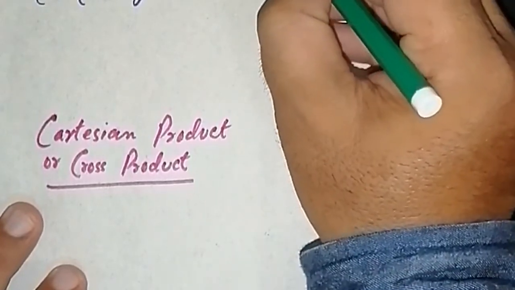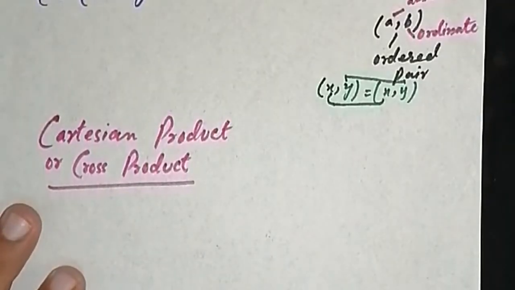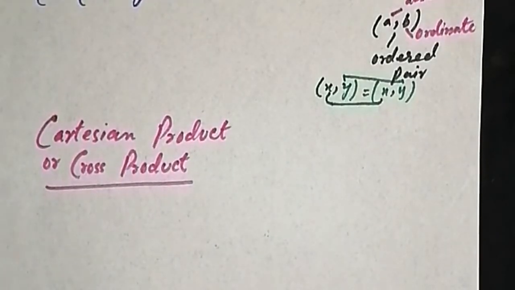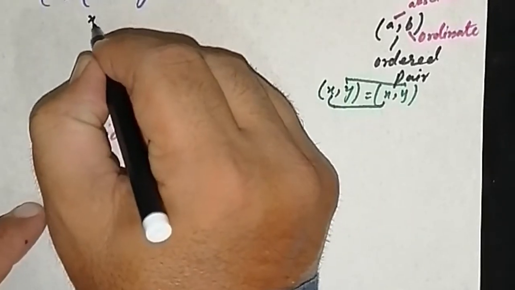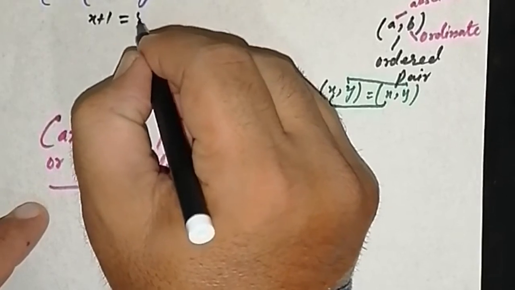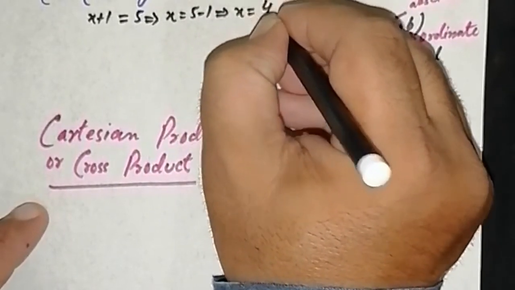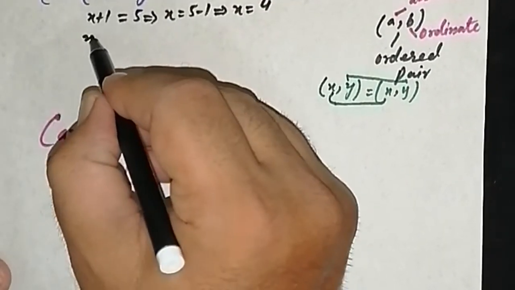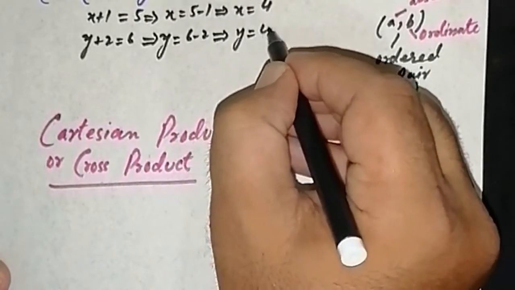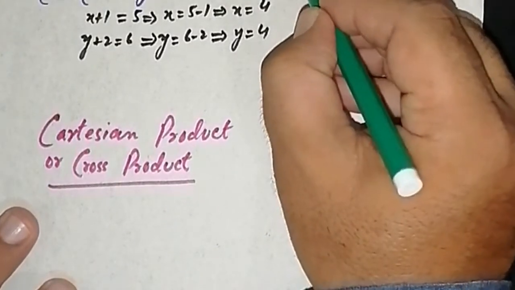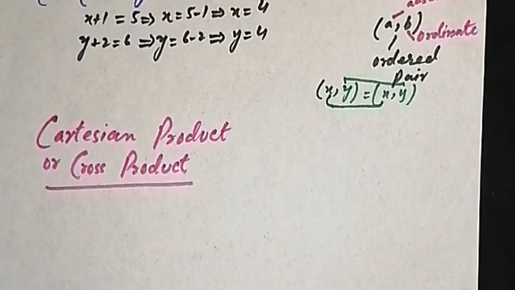In the second part, x will be equal to minus 1 upon 2, and y is equal to 3. In the third ordered pair, as these two ordered pairs are equal, so x plus 1 is equal to 5. This implies that x is equal to 5 minus 1. This implies that x is equal to 4. In the ordinate, y plus 2 is equal to 6. This implies that y is equal to 6 minus 2. This implies that y is equal to 4. So the result of the third part: x is equal to 4 and y is equal to 4. This is the fill in the blanks of question number 1.